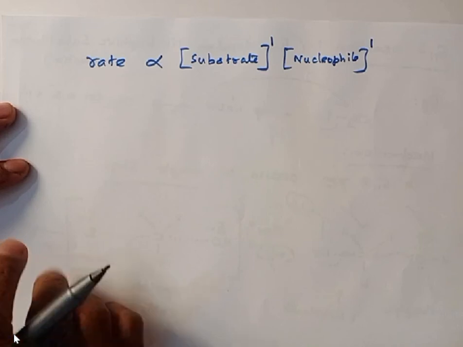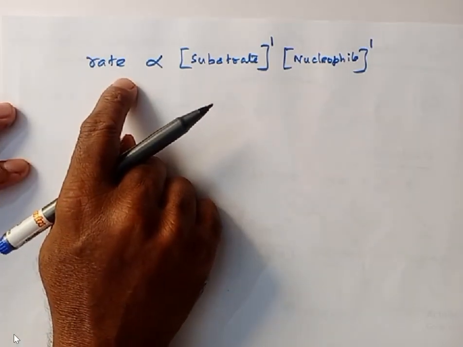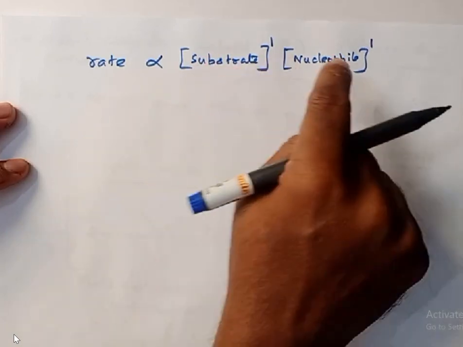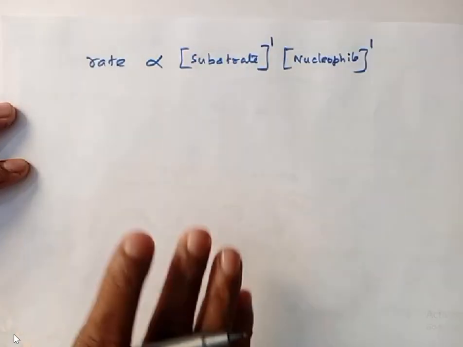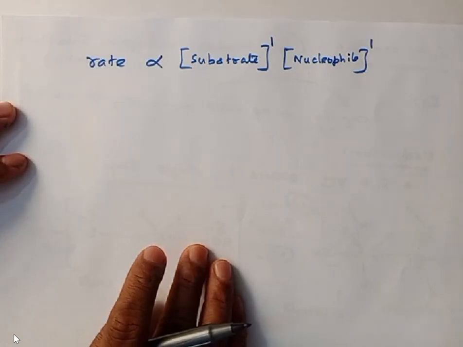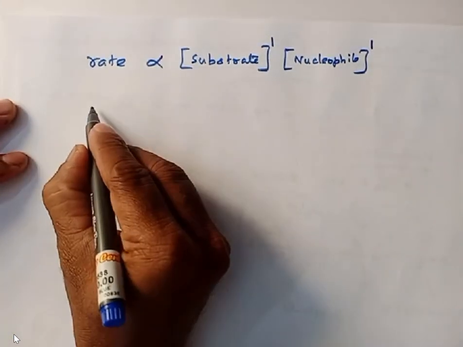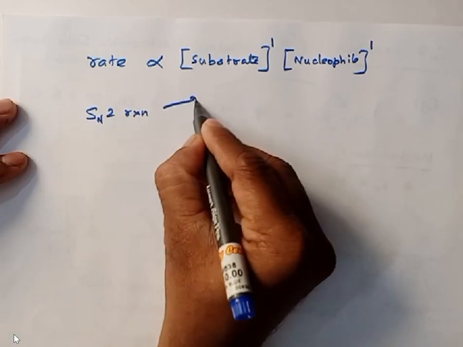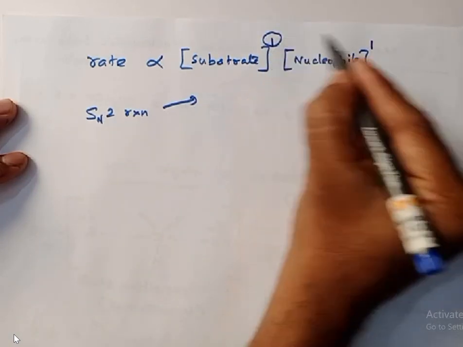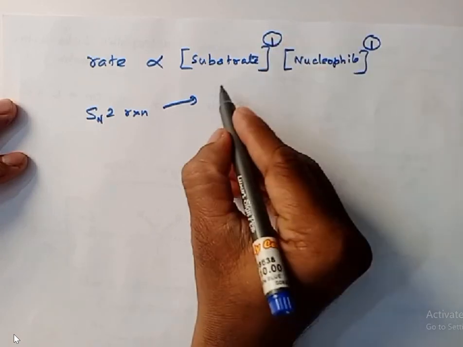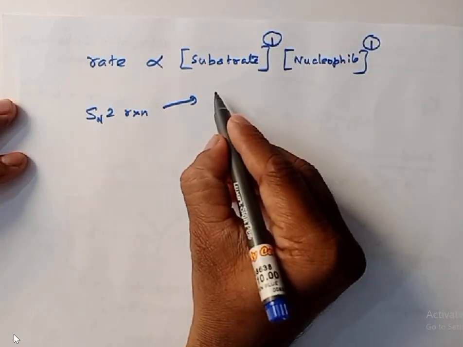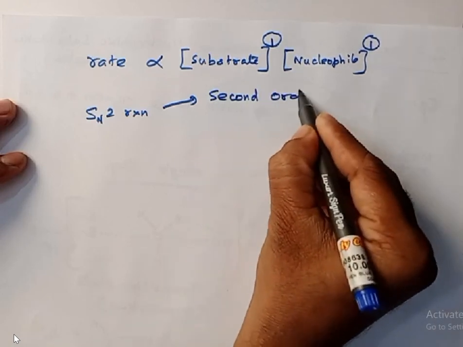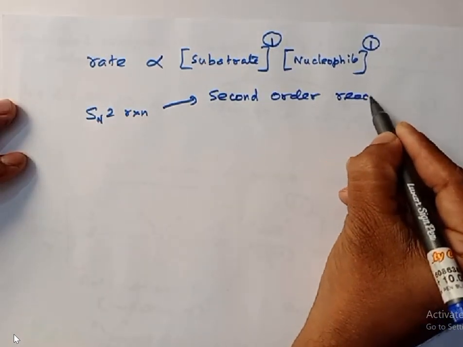So for an SN2 reaction, the rate depends on the concentration of the substrate as well as the concentration of the nucleophile. Now listen, in an SN2 reaction, what is the order? Here the order is 1, here the order is 1, so 1 plus 1, 2. So SN2 reaction is a second order reaction.